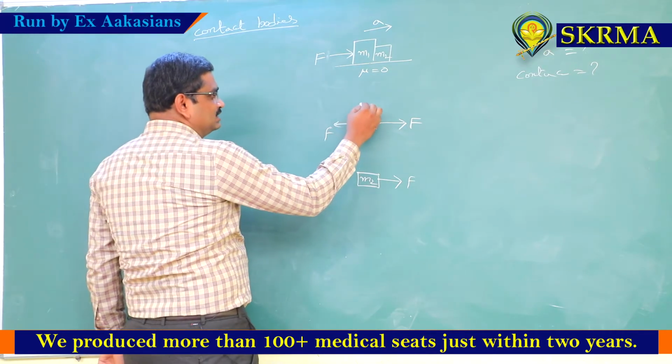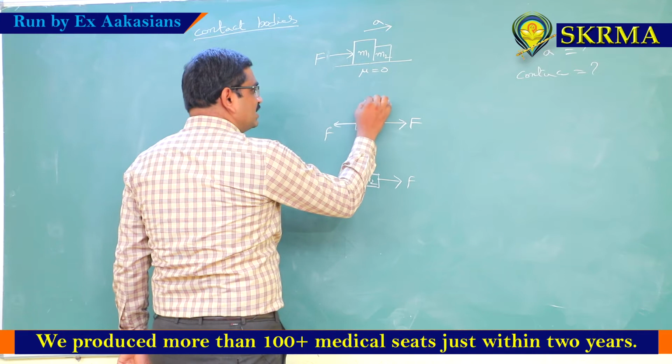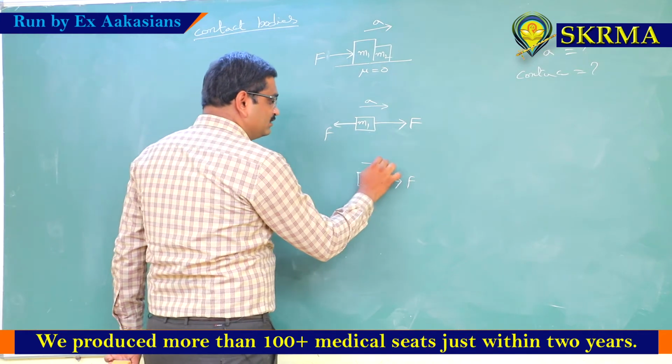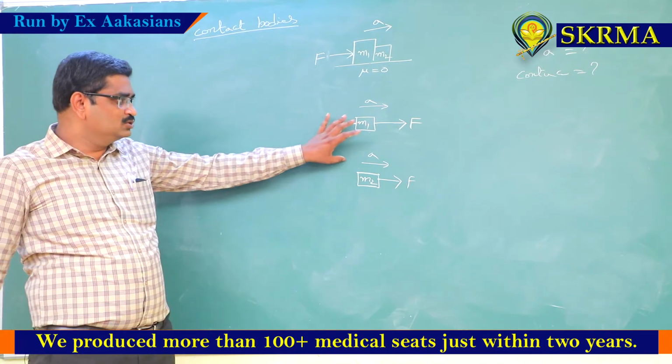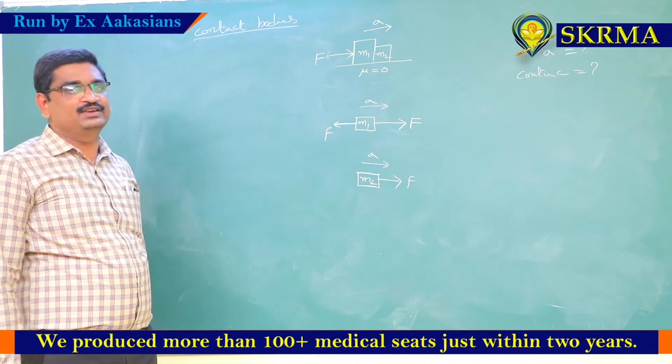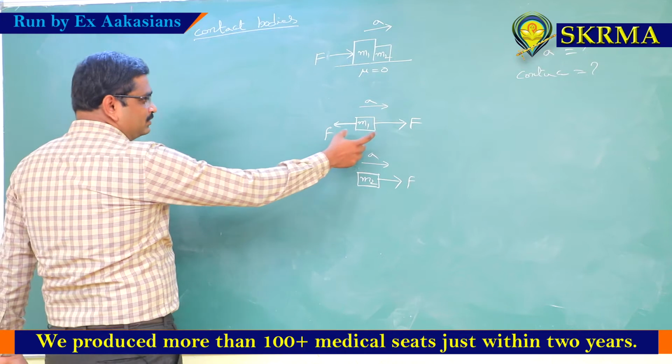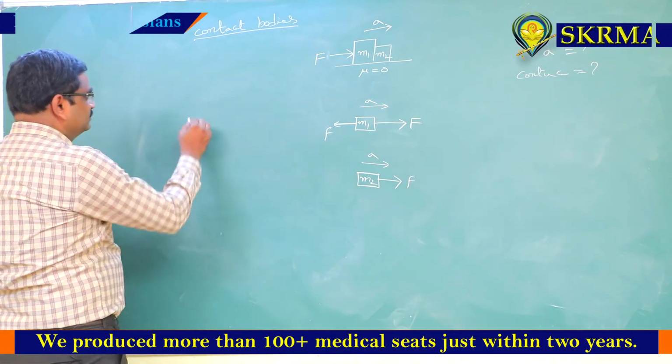So for this one, it will also accelerate towards right. So acceleration direction towards right. For this one also acceleration towards right. If you draw these two diagrams correctly, then we can write the equations simply. Now for this one, what is the net force?